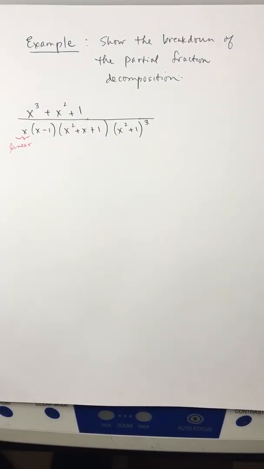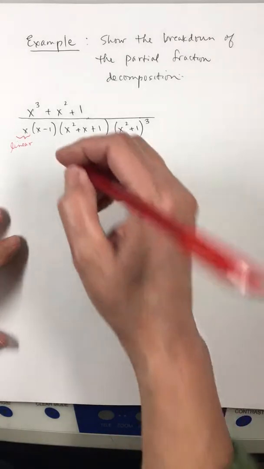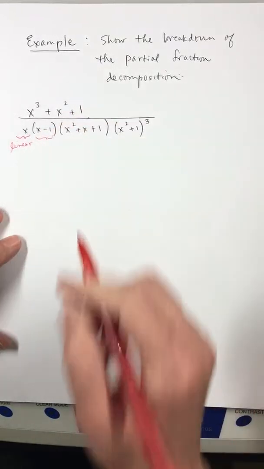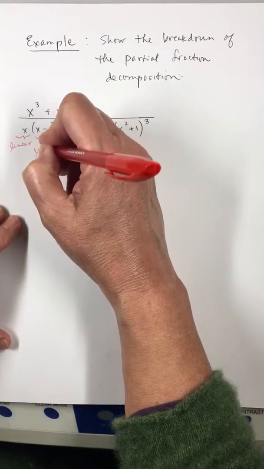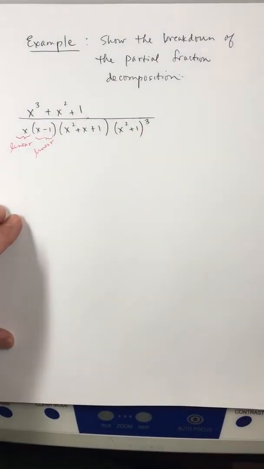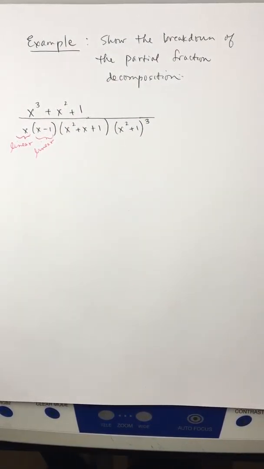And how do you know that it's linear? It's raised to the first power, x to the first power. And then x minus 1, that is also linear. Then you have x squared plus x plus 1.